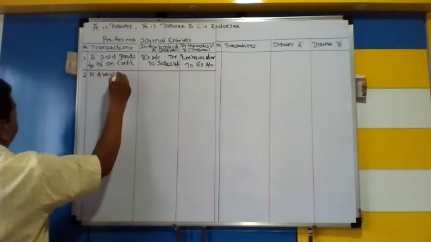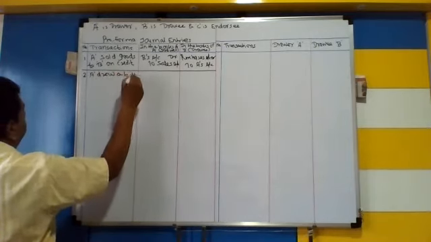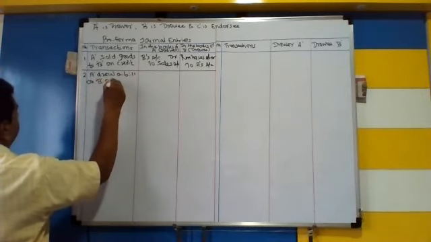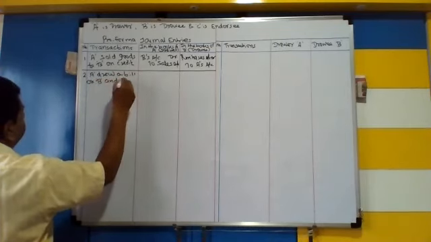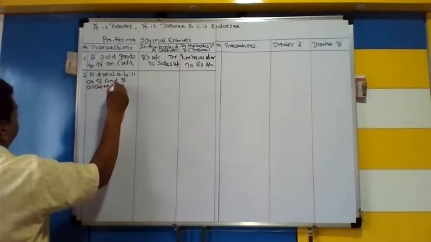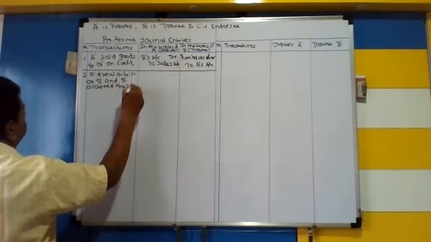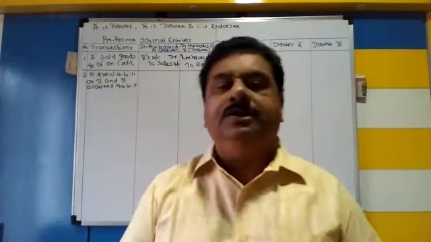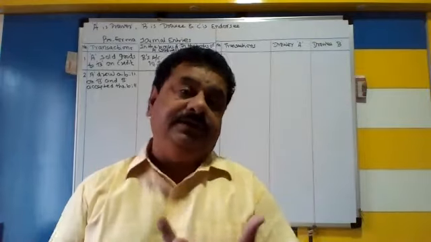Number 2. A drew a bill on B and B accepted the bill. A drew a bill on B, which B has also accepted.